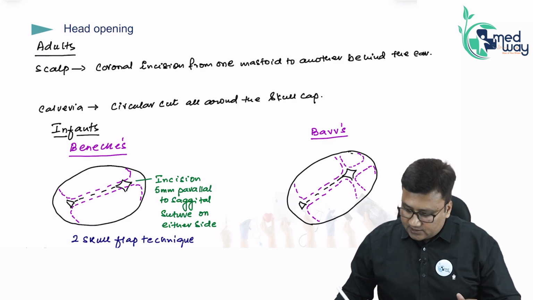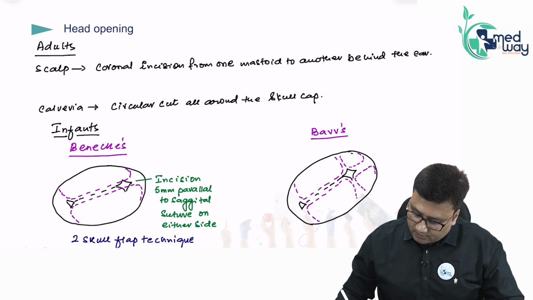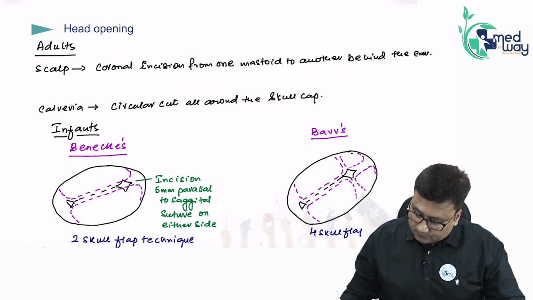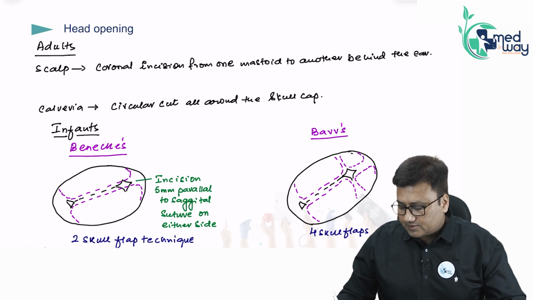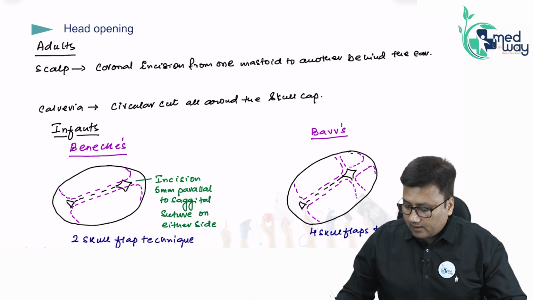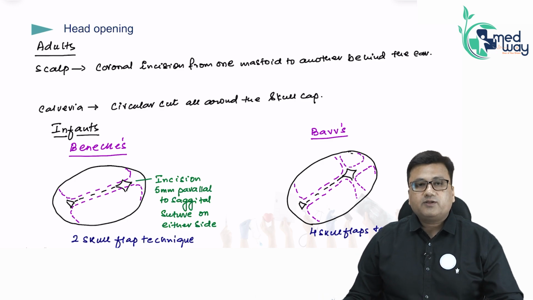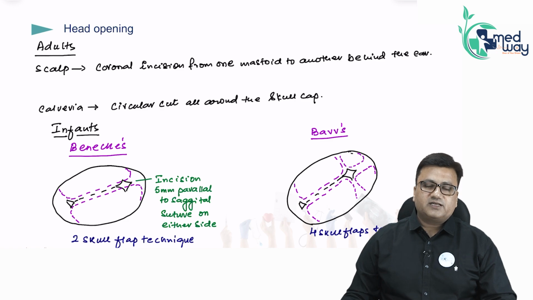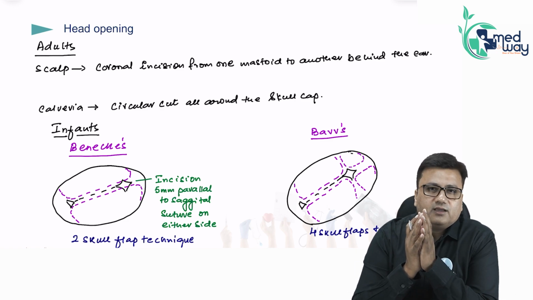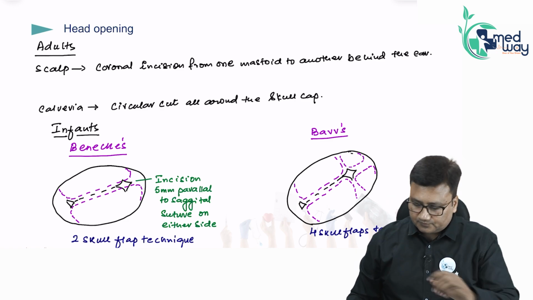So, this creates 4 skull flaps. This is called as the 4 skull flaps technique that we see in Bars. So, there are 2 ways of opening an infant skull, the Bennett's technique and the Bars technique.